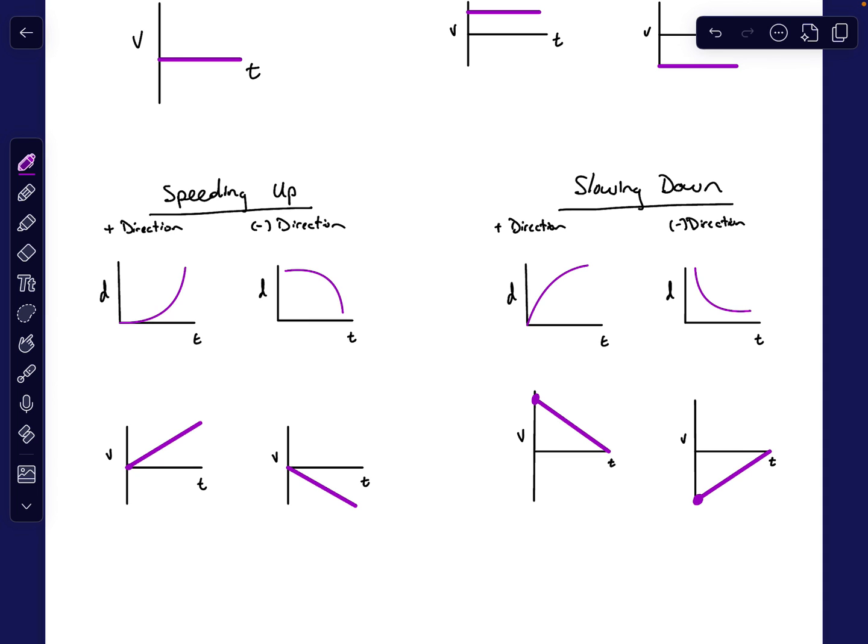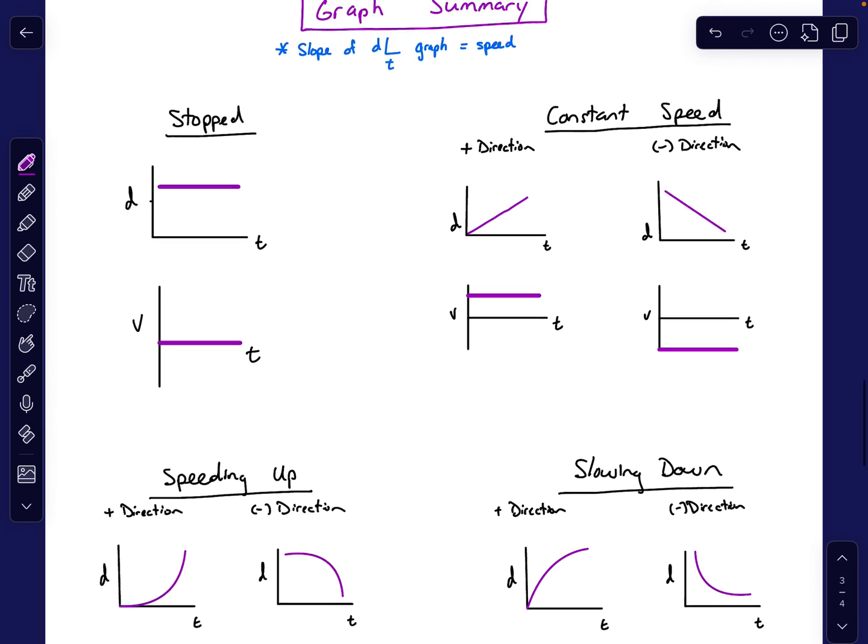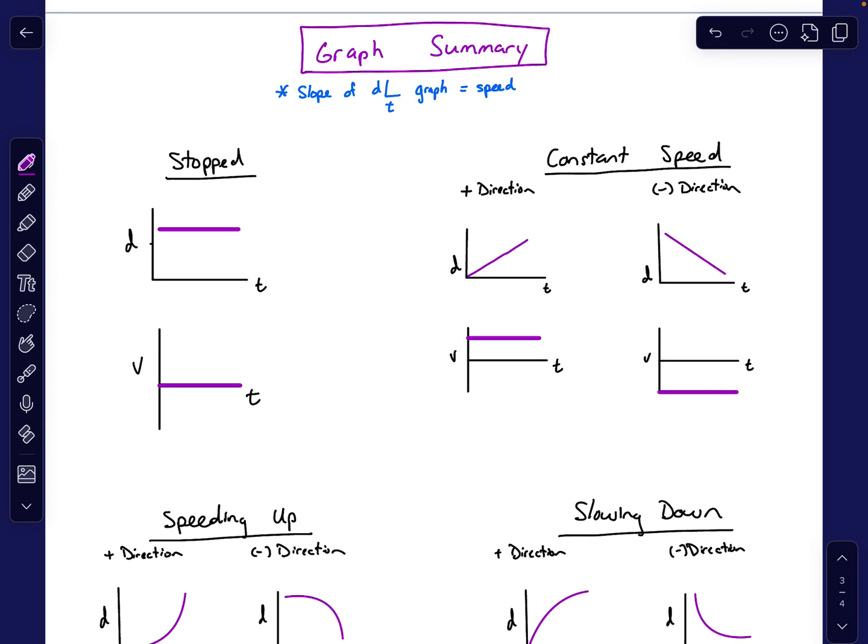Please let me know if you have any questions, but use this idea of the slope of your distance time graph will tell you the speed. If it's in the positive quadrant or the negative quadrant, will tell you the direction for all the velocity graphs.